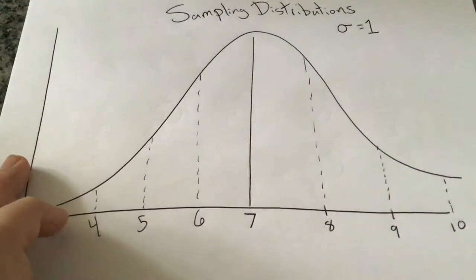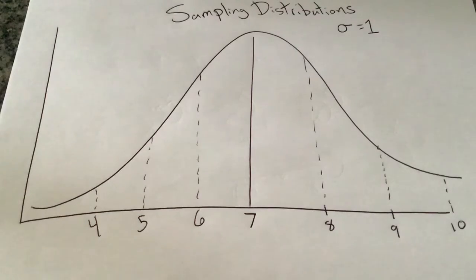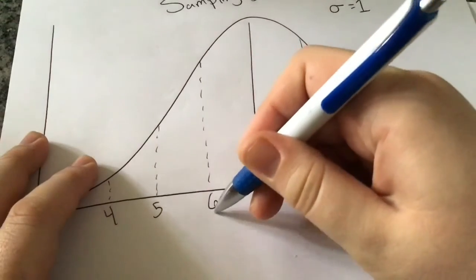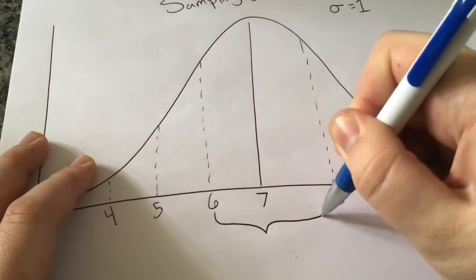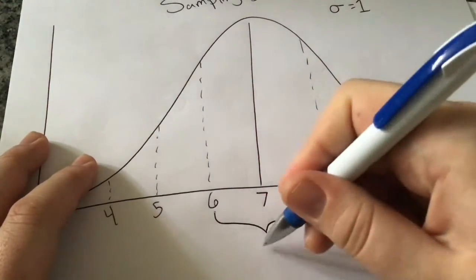Okay. Now, you may recall standard deviations represent a certain percentage of the data within their boundaries, right? Meaning that 68% of data would be between 6 and 8 in this case.